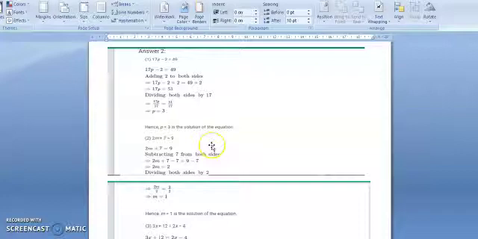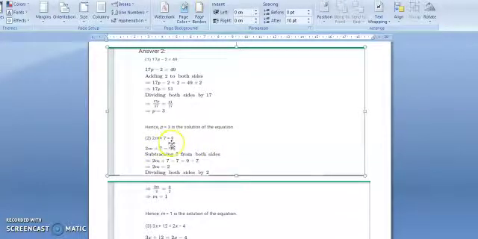Now the second equation is given as 2m plus 7 equals 9. To find the solution, what you have to do? We have to eliminate this 7. So 2m plus 7 is given here, and the opposite of plus is minus. So subtract 7 from both sides. 2m plus 7 minus 7 equals 9 minus 7. You will get 2m. 7 will get cancelled. So 2m equals 9 minus 7, which is 2.